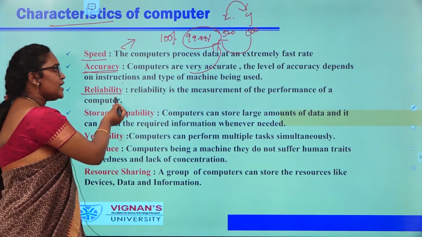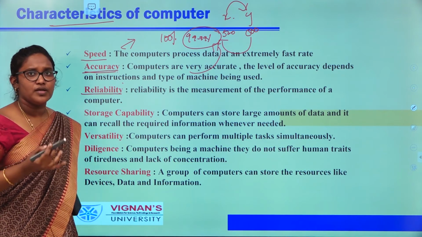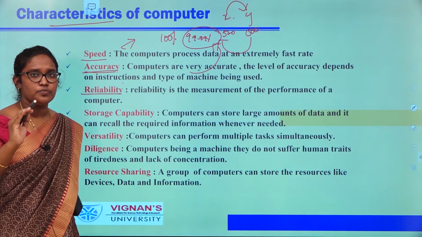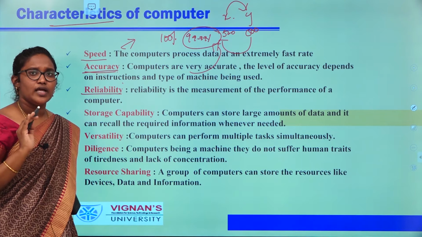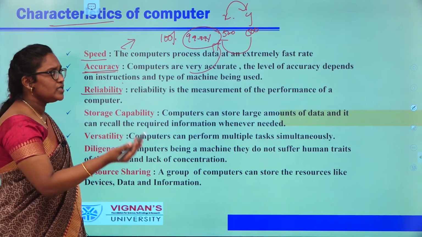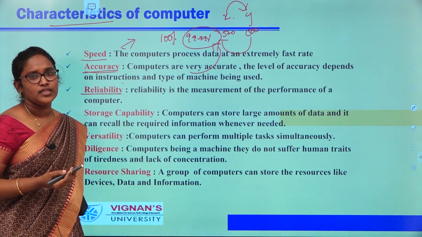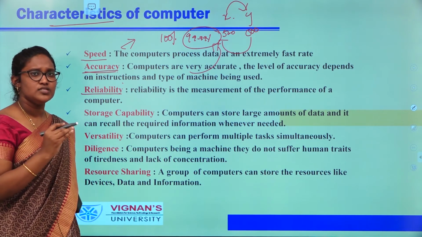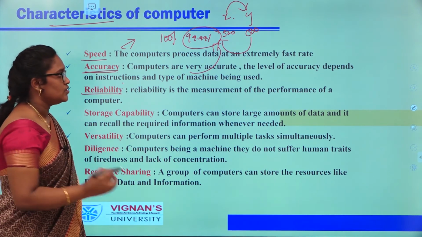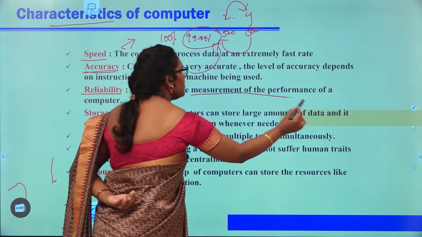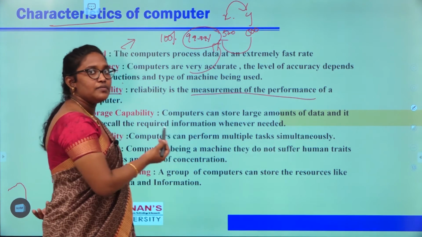Similarly, reliability means our performance. We will simply give input to the system and we expect that surely the computer will give back the output to us that is very accurate in nature. So the measurement of performance will be called reliability.